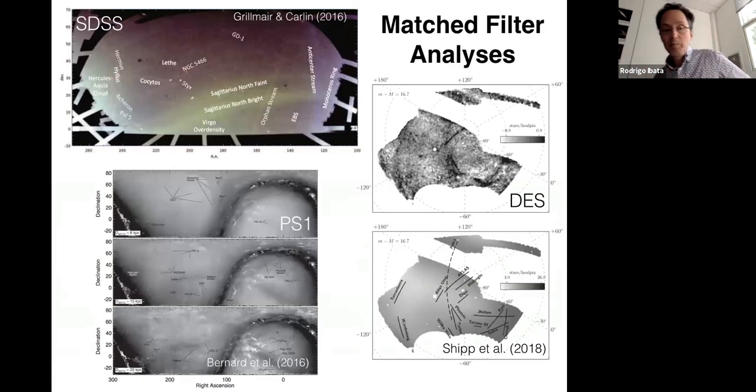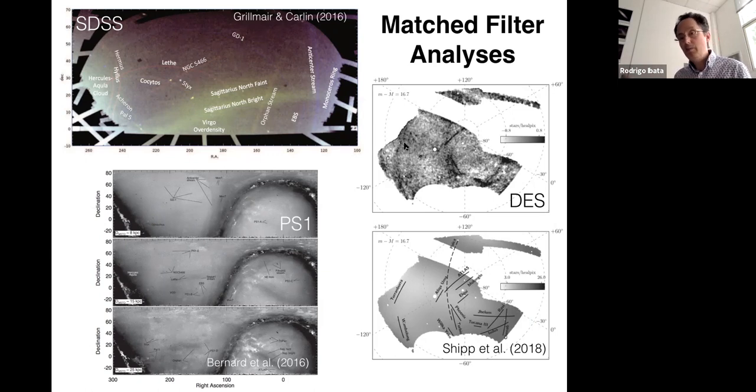So because of these reasons and others, people have been trying to detect stellar streams for many years now, and the large sky surveys, the photometric sky surveys, came up with probably something close to 60 stellar streams before Gaia. And these show you the results from Sloan, from Pan-STARRS, and from the Dark Energy Survey. And basically, the method that was used here was a matched filter analysis.